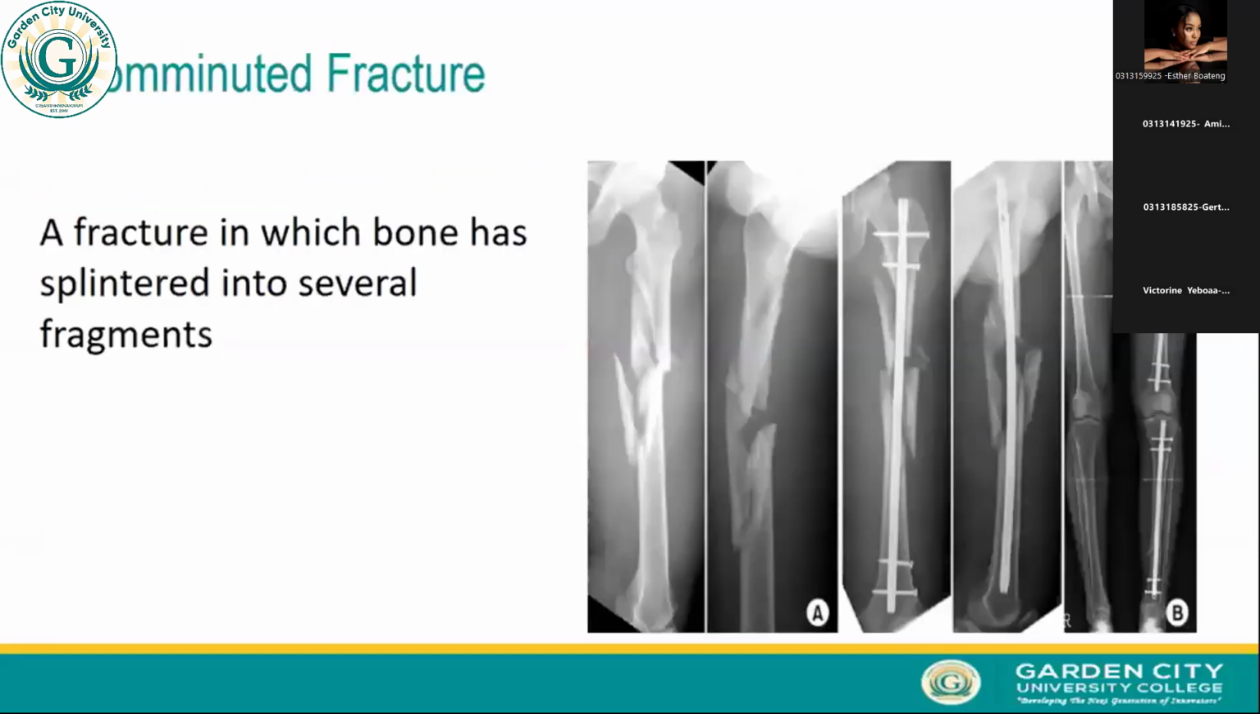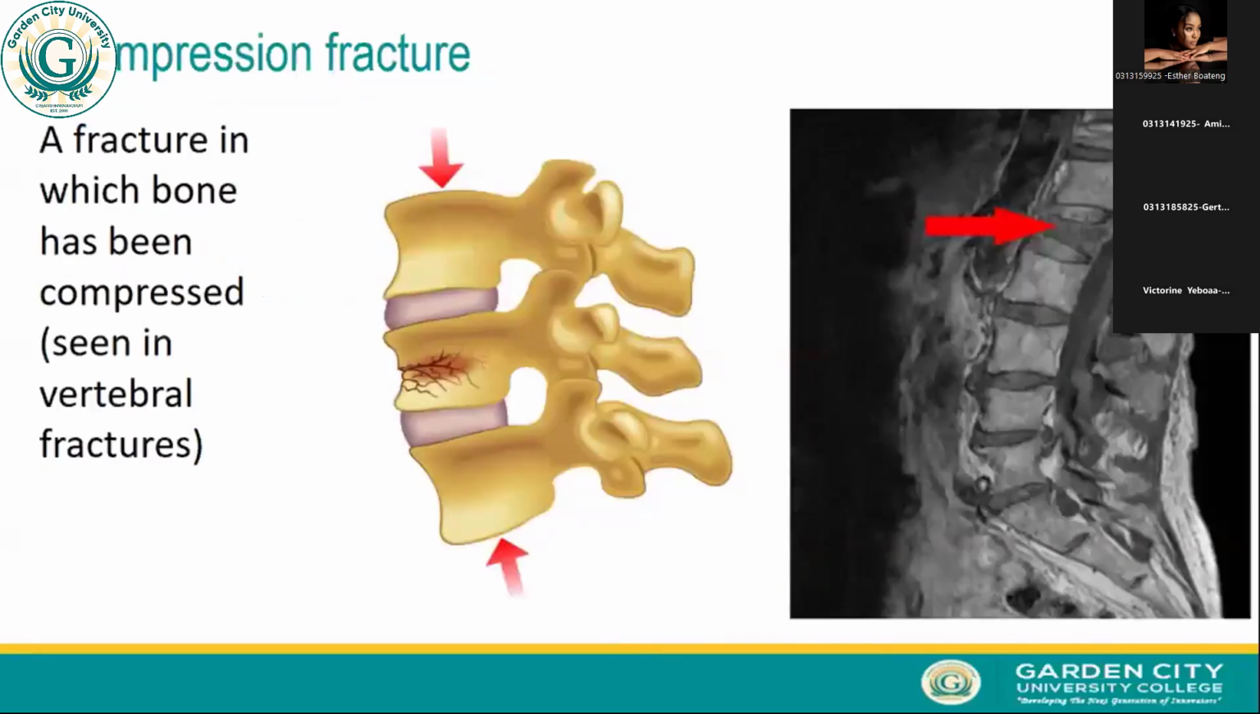Then we have the comminuted fractures, where the bone has been splintered into several fragments. So comminuted fractures, you have it there. And the picture you find here also has X-rays and all that with IM nailing. Then compression fracture for the vertebrae. Compression fracture, you can also find it over here on the picture.